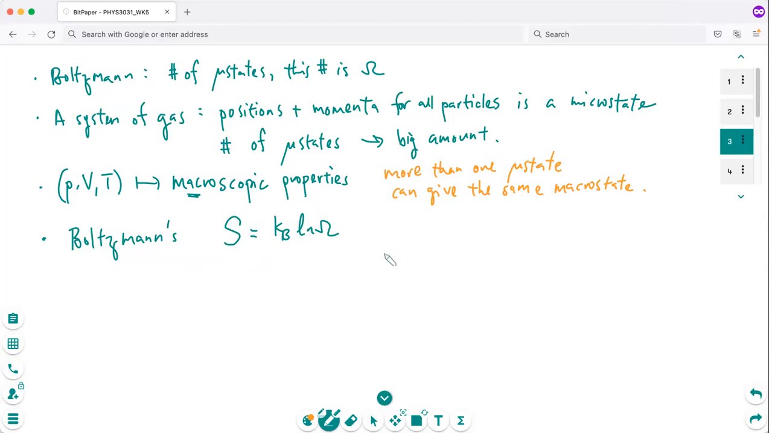And that is good news. The good news is now if you write it like this, you can add logs. If you can add logs, you can add entropy. So this is fine. Okay, so this formulation is okay. It makes sense, because we can add log omega, and therefore we can also add S. So S is an extensive variable.